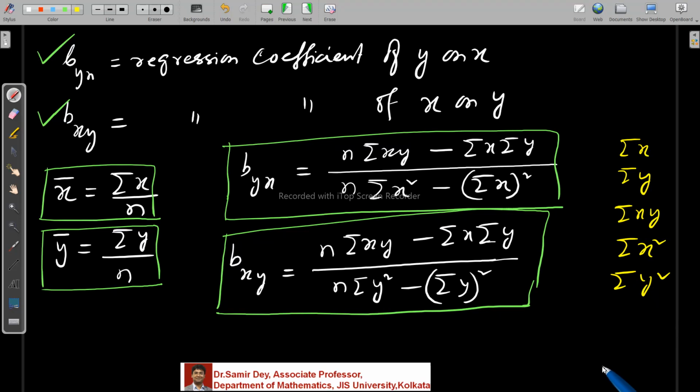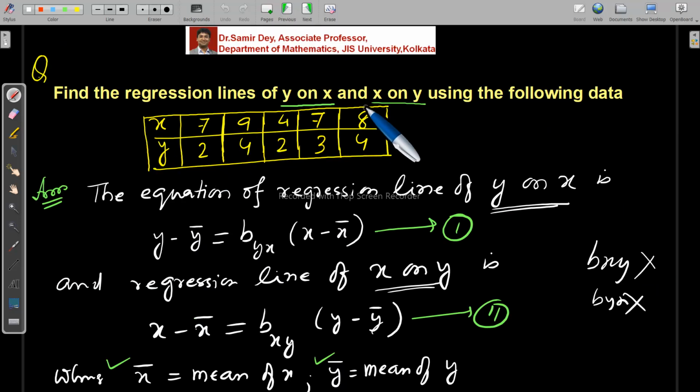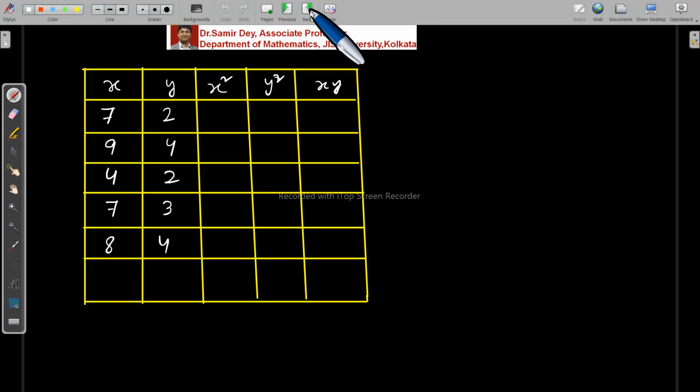Okay, very good. I think up to this portion is clear. Now what is given? This table is given. I have already prepared the table. Now please write down by yourself also. 7 square means what? 49, 81, 16, 49, 64. Is it clear? Square it for y: 4, 16, 4, 9, 16.